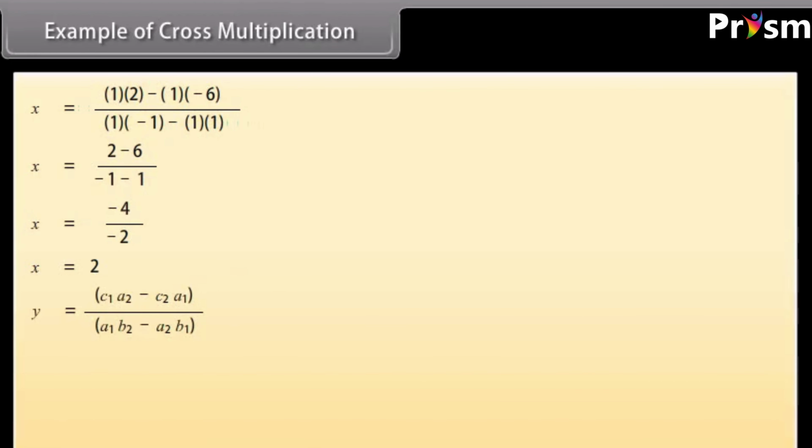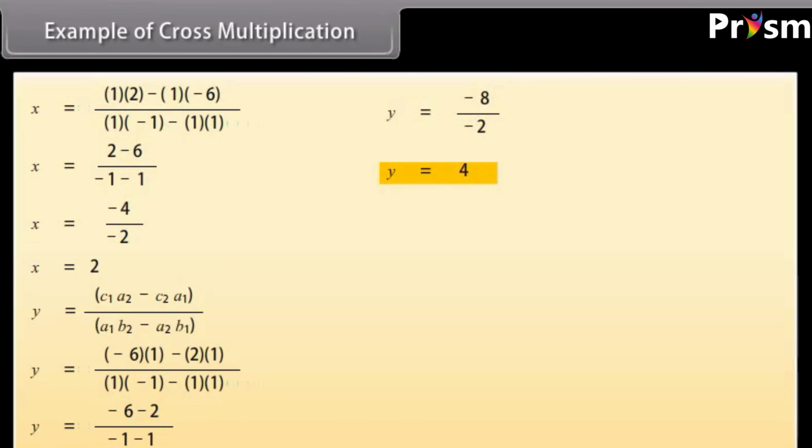y is equal to (c1 a2 minus c2 a1) upon (a1 b2 minus a2 b1). Now by substituting the values we get y is equal to (minus 6 into 1 minus 2 into 1) upon (1 into minus 1 minus 1 into 1). By calculating we get y is equal to 4. Therefore the solution is 2, 4.